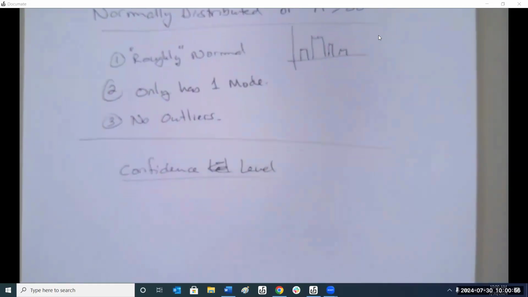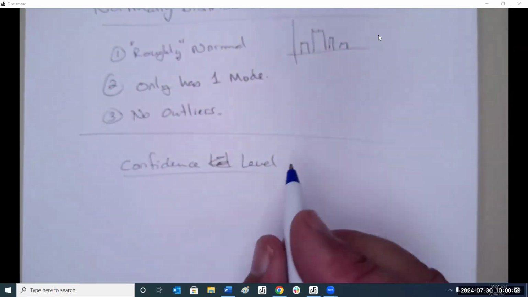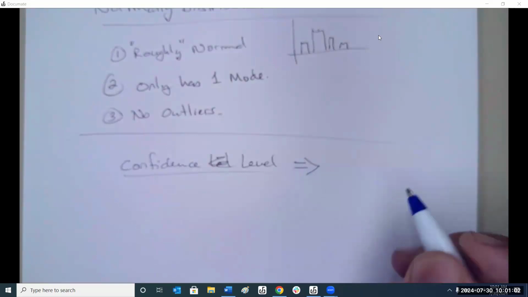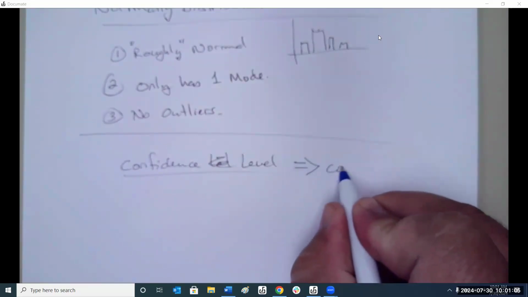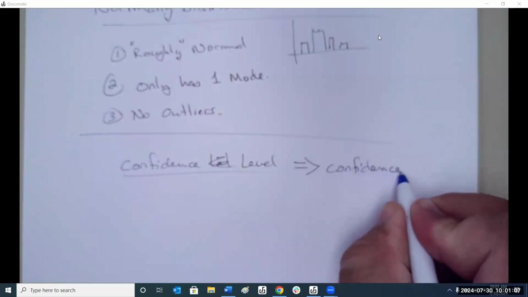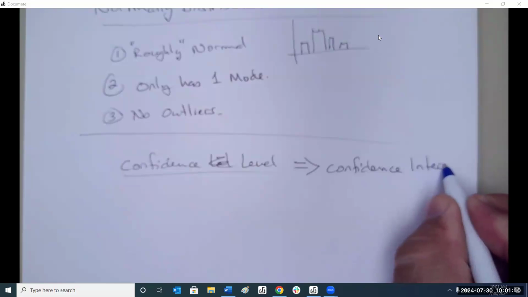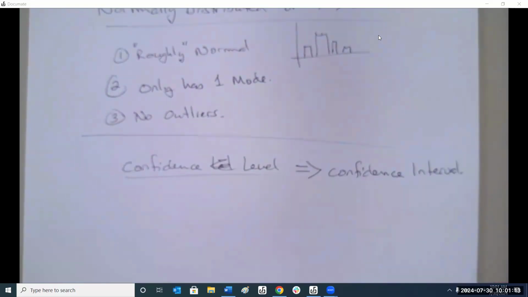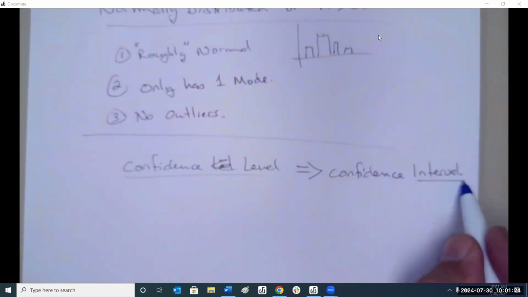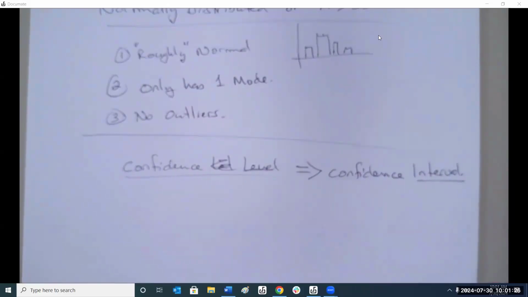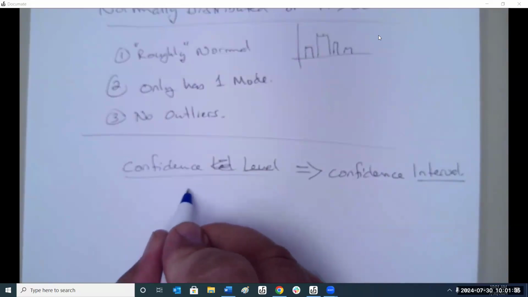The confidence level is important because it allows us to define our confidence interval. Excuse me, Professor. Is confidence level the same as confidence interval? No. This is an interval. This is a level, a single number. And this is what I was going to talk to you about in a second. The confidence level is your alpha.